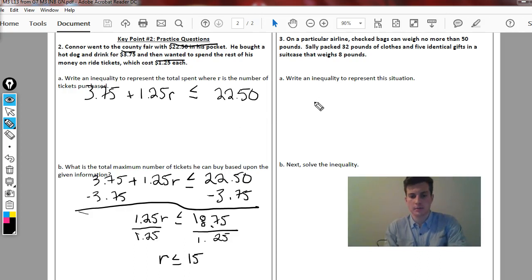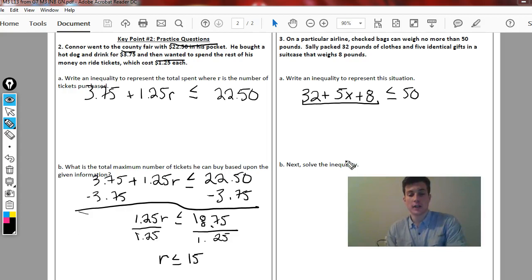Great, so you should have something like this. We know that Sally packed 32 pounds of clothes plus 5 gifts. We don't know how much the gifts weigh, so I'm going to put 5 times a variable. I'll use X. Plus the suitcase already weighed 8 pounds. So this is the amount the luggage weighs. And we know that it has to be less than or equal to the maximum that the airline allows, which is 50 pounds. So this is our inequality. Here's another chance to practice. Go ahead and solve this inequality for X.